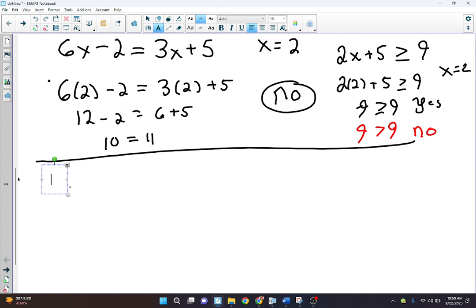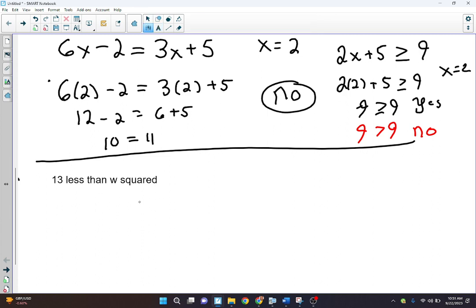So you're going to have to translate expressions. So 13 less than w squared. Remember, if I say 13 less than, not is less than, but less than, that means that I'm going to subtract 13 from whatever I get. So I'm subtracting 13. Less than w squared. You need to know the word squared means w to the second power. Some people might get it confused with 2 times w. It's not. It's w to the second power.